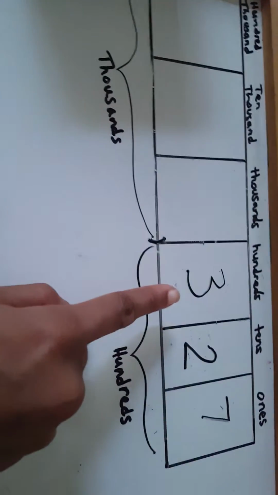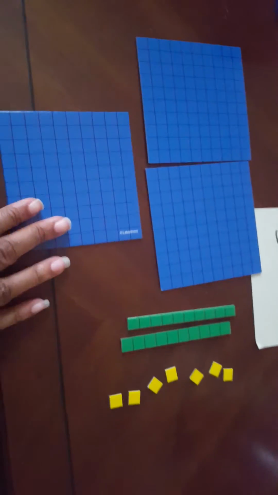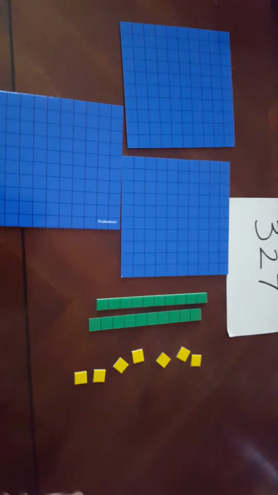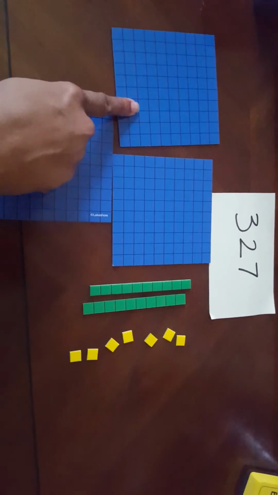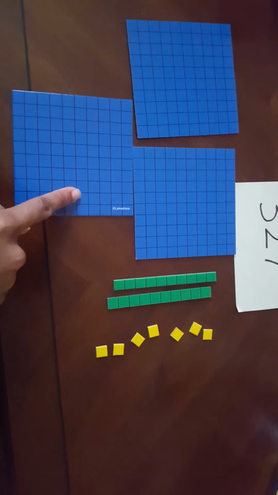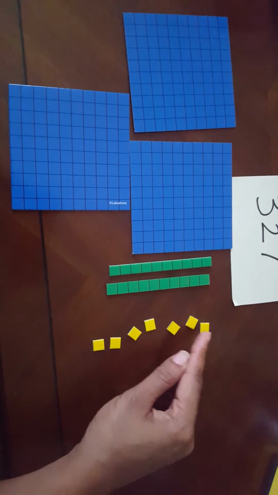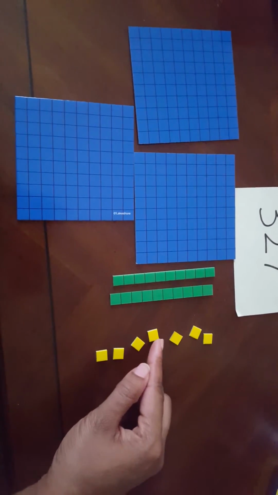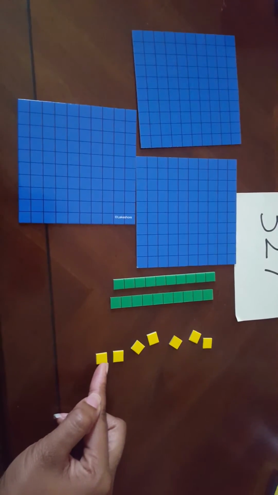And in the hundreds place, we have the number 3. So that means we have a total of 3 hundreds. So we have 1 hundreds flat, 2 hundreds flat, and 3 hundreds flat. And that way we've made the number 327. Let's count and see. 100, 200, 300, 310, 320, 321, 322, 323, 324, 325, 326, and 327.